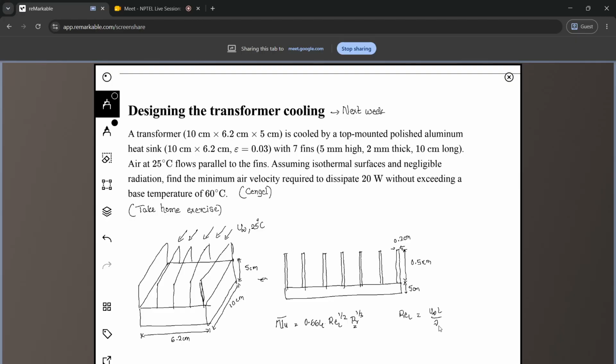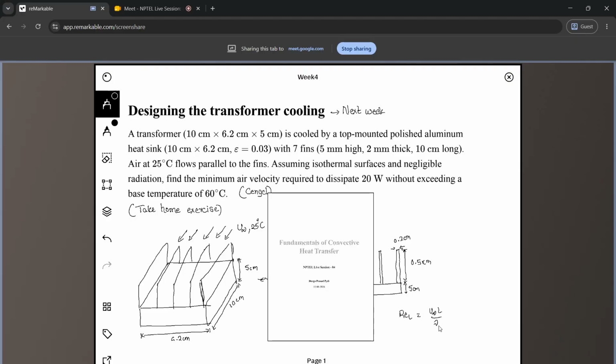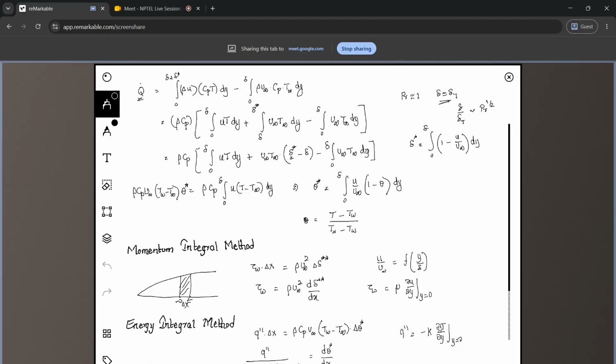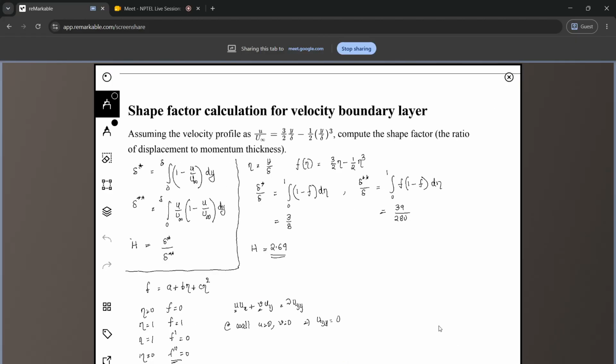To quickly summarize, this week the main concepts that we have been discussing is the concept of displacement and momentum thickness, which give an idea of the mass deficit and the momentum deficit. And from there, we extended the same concept to the energy boundary layer, and we got another thickness for the energy layer. From this, we have two different equations: one is the momentum integral equation, the other the energy integral equation, which relate the shear stress and heat flux respectively.